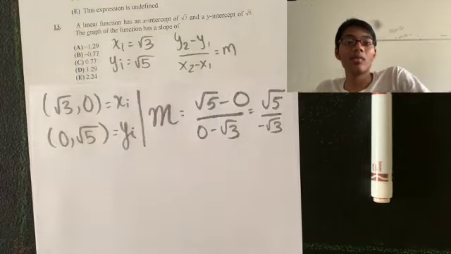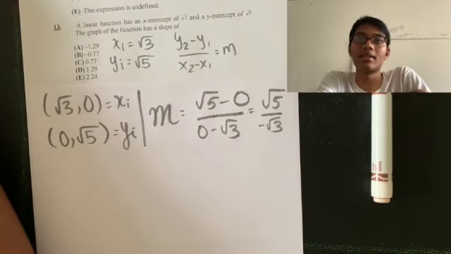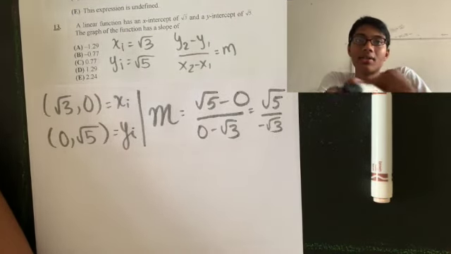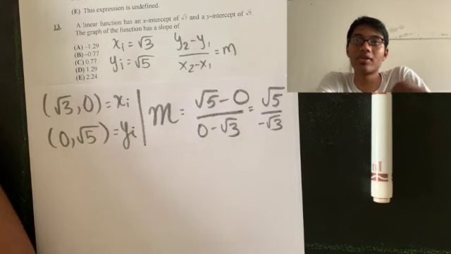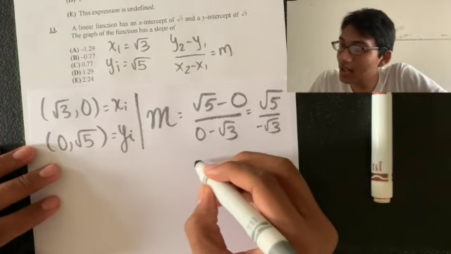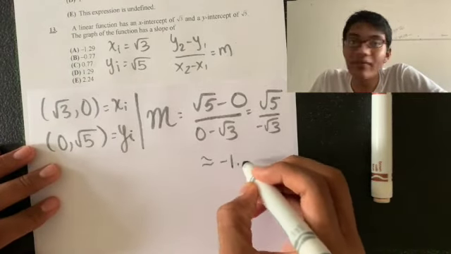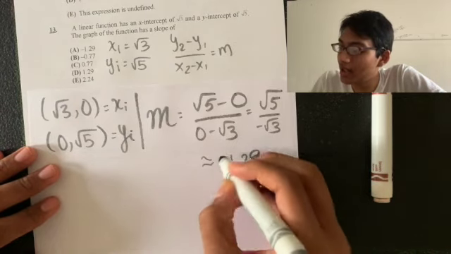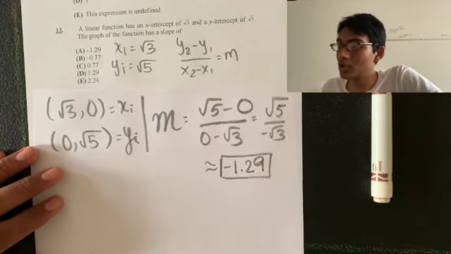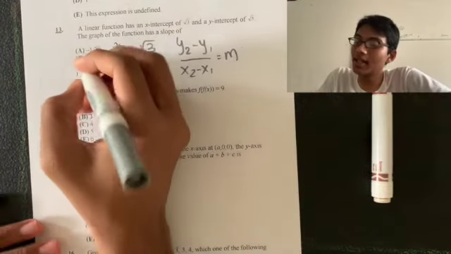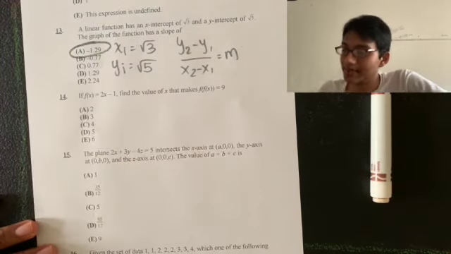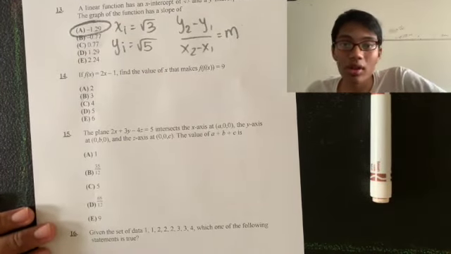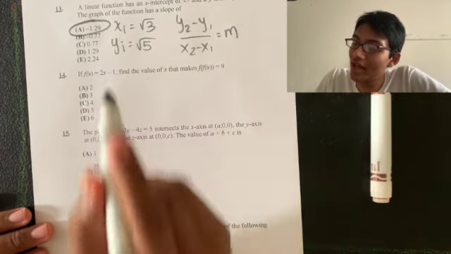And what is that? Well, obviously you can't do that by hand, so I'm assuming we have to use a calculator. So square root of 5 over square root of 3 is going to give me approximately negative 1.29. Alright folks, let's see which one of the answer choices is negative 1.29. That's going to be choice A. Alright, we're almost there.